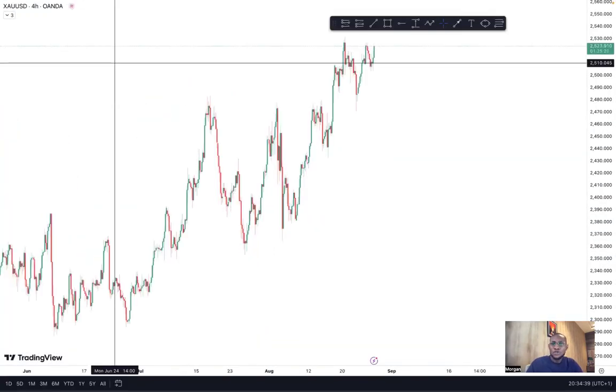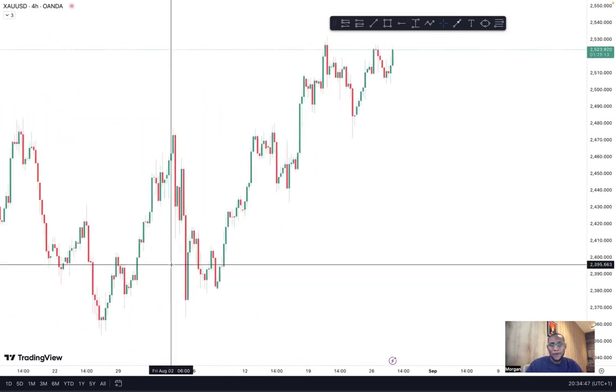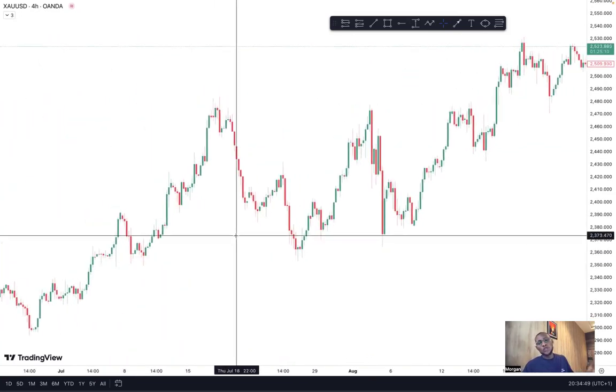And how to know who's winning the fight is by knowing which side the market is trending on, whether it's trending upside or downside, right? That's how you know who's winning the fight.